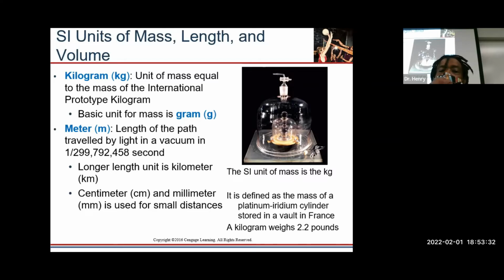So when we talk about SI units, mass is going to be in kilograms. However, in chemistry, we will often adjust our units appropriate to what we're using. If I'm working with something that's pretty large, I may use a kilogram. But if I'm working with something that's pretty small, I may use a microgram. But it will still be in grams. Yes, that is correct.